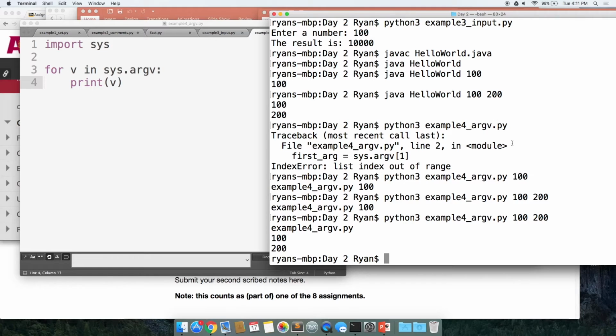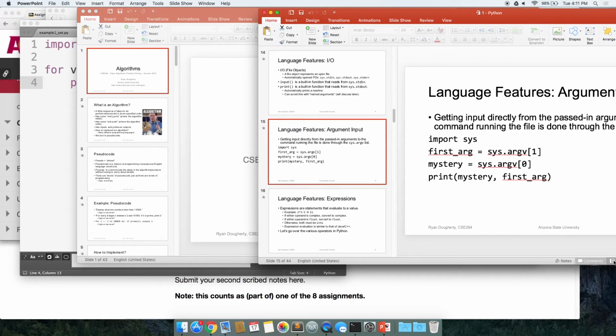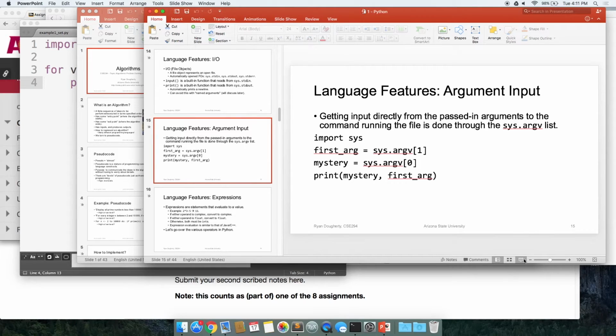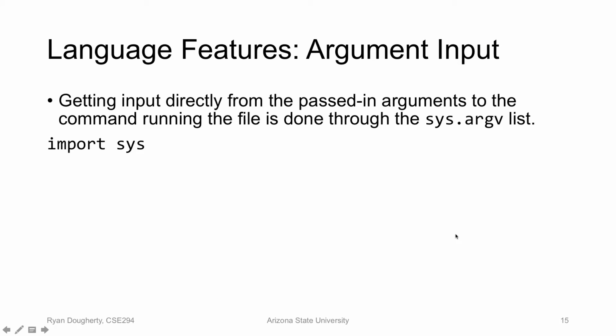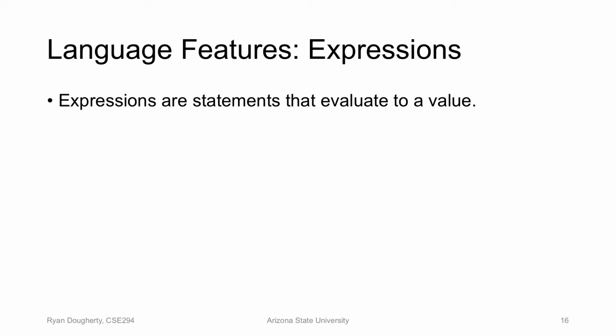So any questions about how this works? Okay. So we know how to get argument input now. All we need to do is import the sys module and then just call .argv with a specific index into it. Okay, cool. So as we know, expressions are just statements that evaluate to a particular value, right?